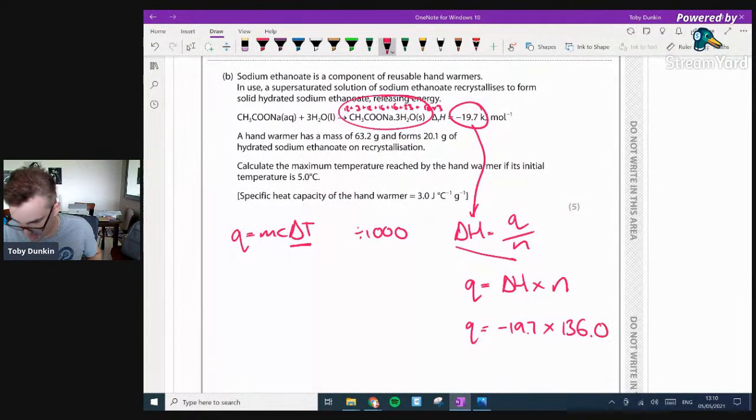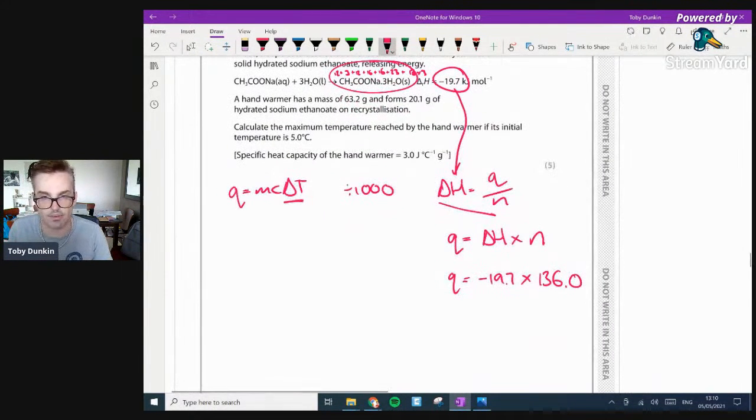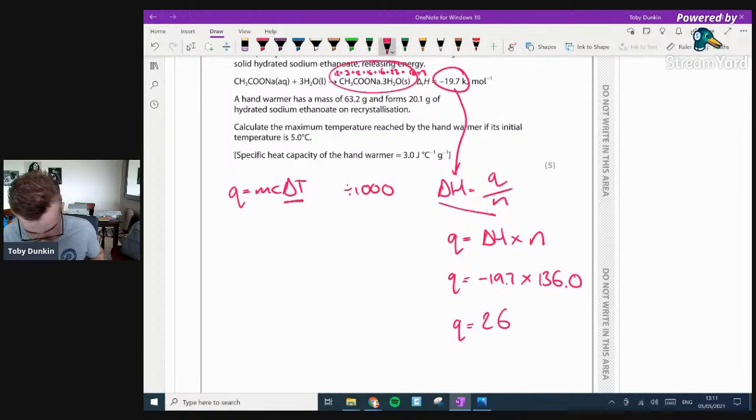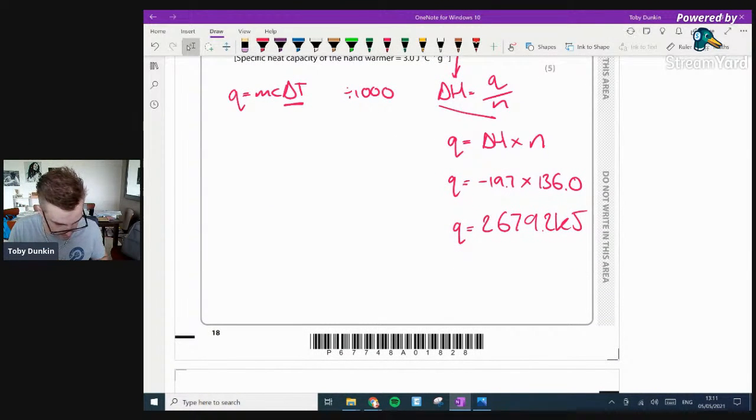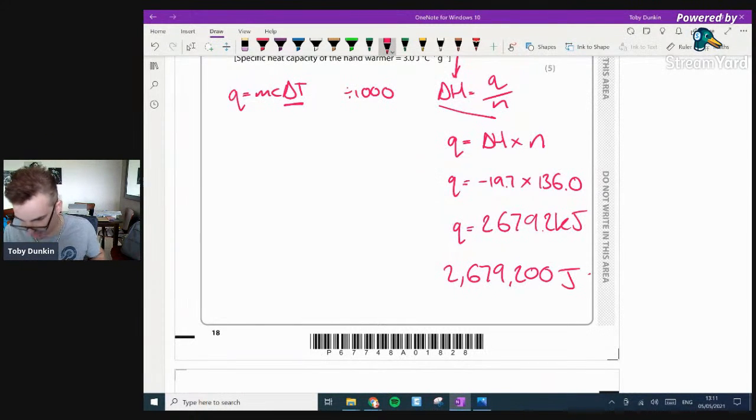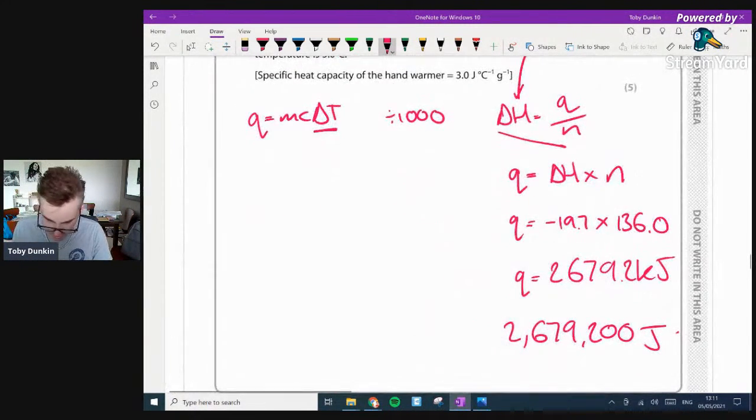136.0. How many people are going to lose the 0.0 on that one? No, I couldn't. We'll check it out later. So multiplied by 19.7. That's going to now give me Q in kilojoules. So that becomes 2,679.2 kilojoules because I put it in as kilojoules. Turn it into joules times 1,000. So 2 million, wow, 79200 joules. Right, now I've got Q in joules.